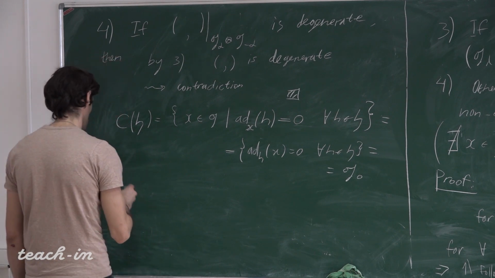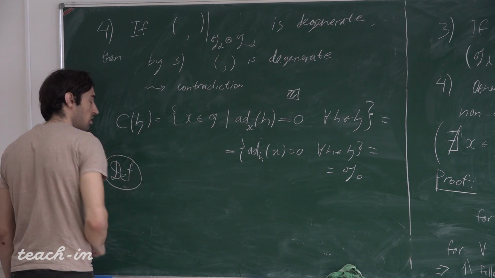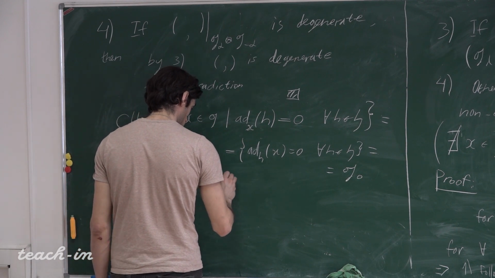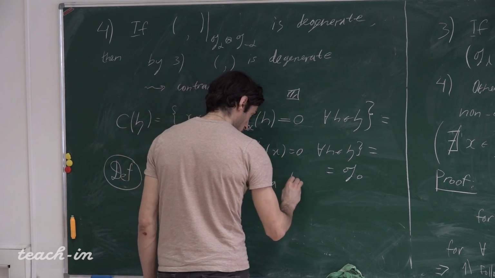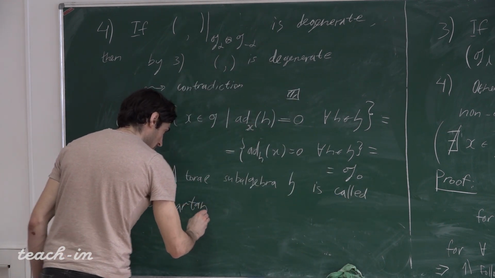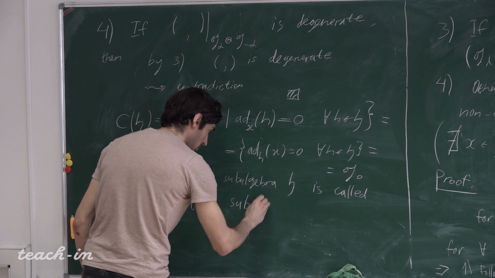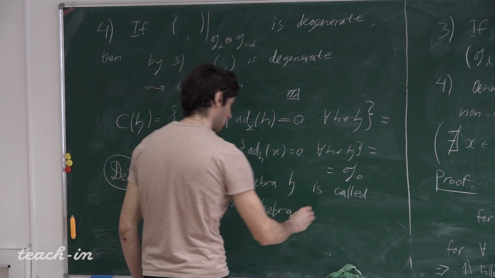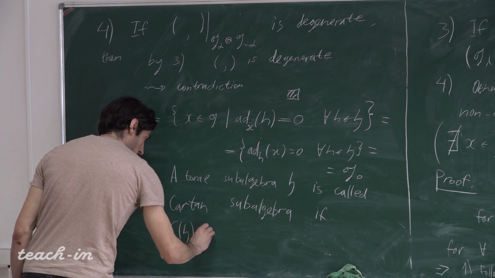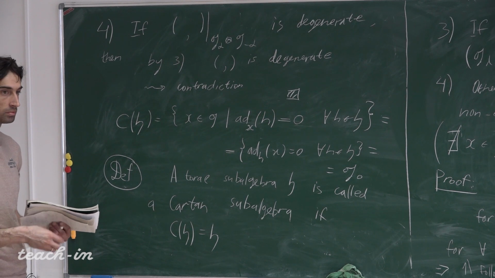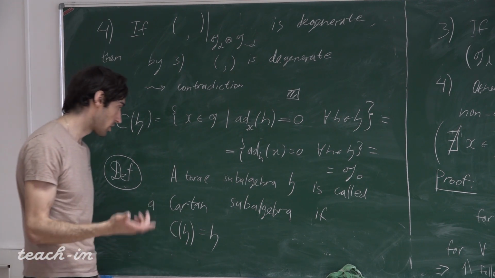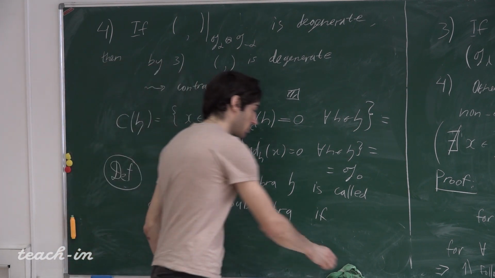what I would like to do is to define some particular class of toral subalgebras. So a toral subalgebra H is called a Cartan subalgebra if its centralizer, right, coincides with itself. Suppose that now I have a Cartan subalgebra, then I have the following decomposition.